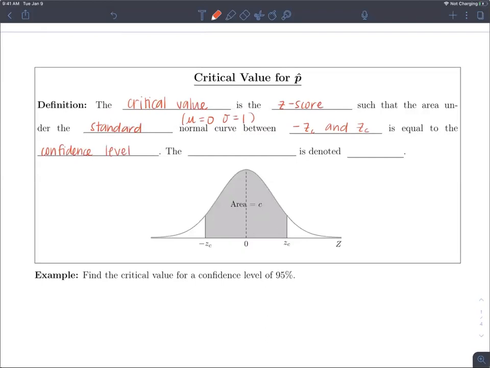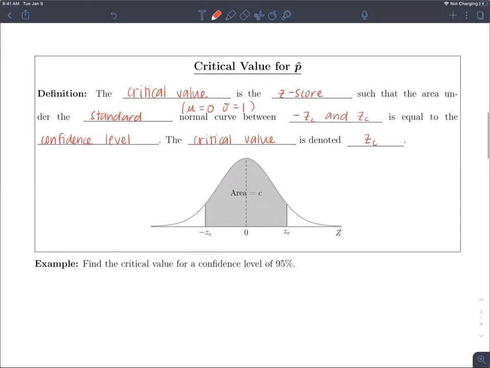And then the notation for this: the critical value is denoted with that z sub c, right? And you find this the same way that we found critical values when we were doing hypothesis tests and when we were also doing confidence intervals for mu, right? So if I want to find -z sub c, what function in my calculator am I going to use? Also, you're going to need your calculators today. When you're finding critical values, what do you use?